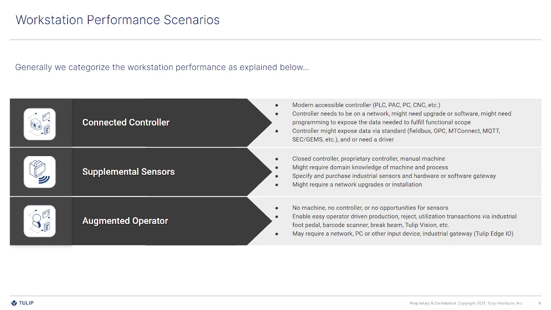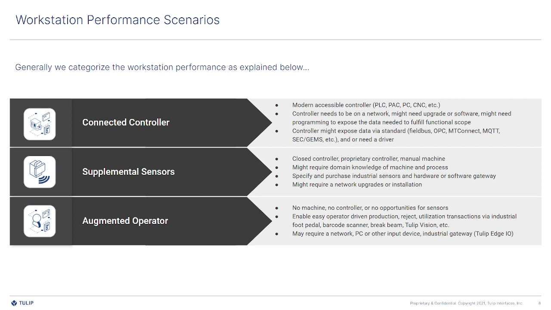And that controller is, of course, controlling the machine, but it can also be used and connected to obtain data related to utilization, production transactions, and reject transactions. So we look at that as one of many scenarios that exist often in the same factory related to workstation performance. The other scenarios are listed here as well.